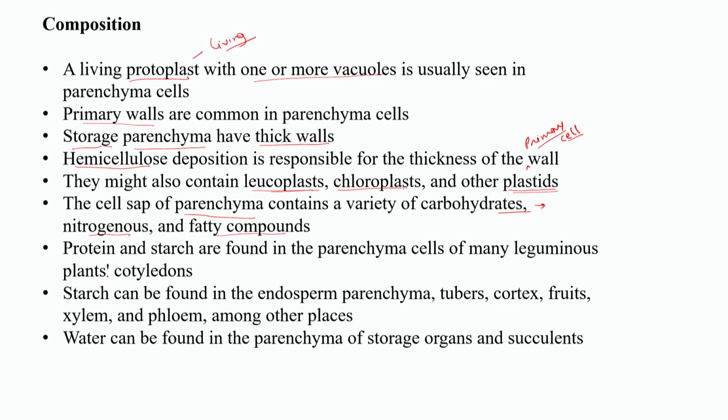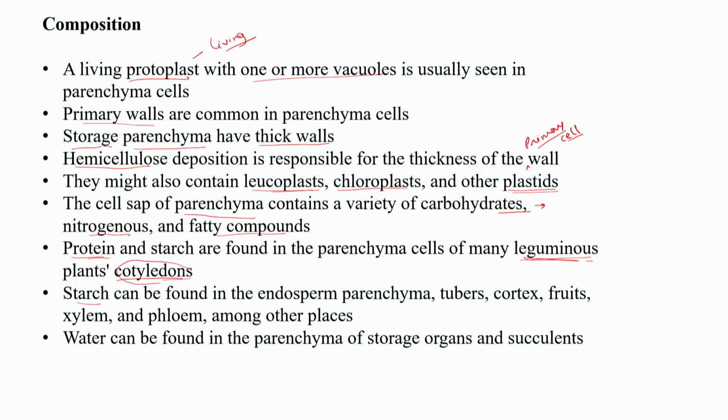Like proteins, when we talk about leguminous plants like pea, we say that they are rich in protein. They are rich in starch and rich in protein. So the cotyledons, which support the growing embryo, should also be rich in various metabolites. So these things are present in the parenchymatous tissue of these plant types.